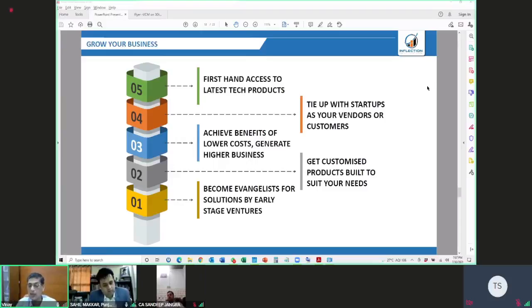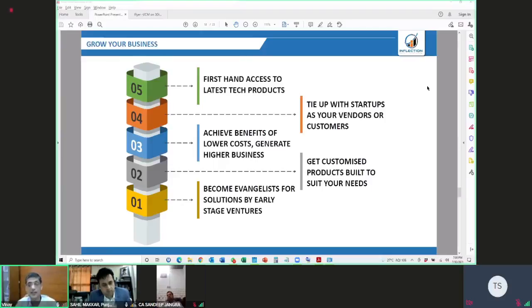Number 3, you can achieve lower cost and generate higher business for yourself. Startups burn cash, which means they're not profitable, which means they're leaving more value on the table for their customers, or they want more customers to come, and therefore they'll drop prices. So you can make the benefit of that.